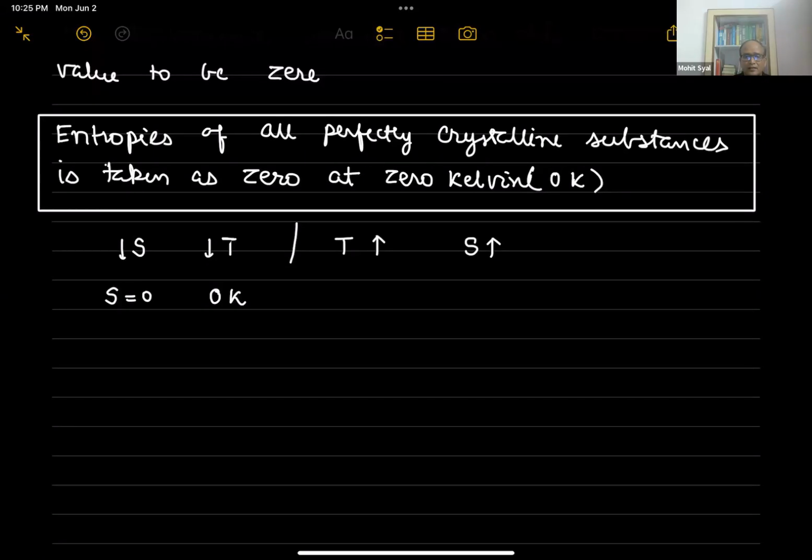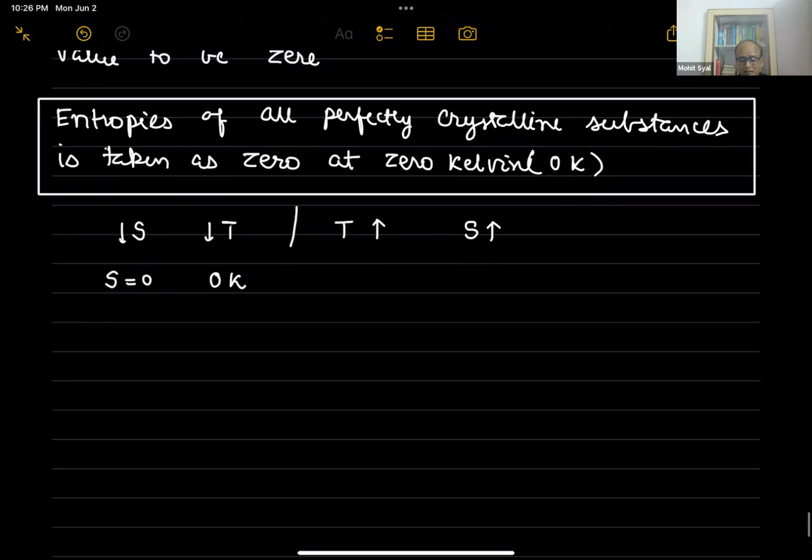Is it clear? And when entropy becomes zero, it means it is the perfect ordered state. Perfect ordered state means all the particles are like a perfectly disciplined class for a teacher, where all the students are sitting exactly in the same way.